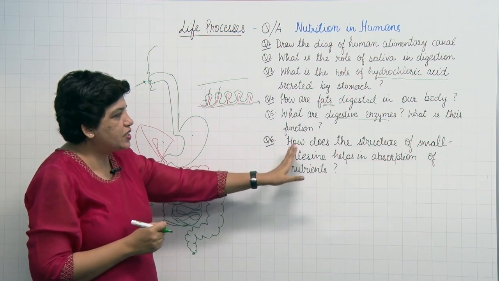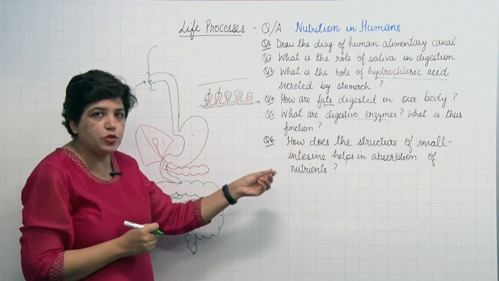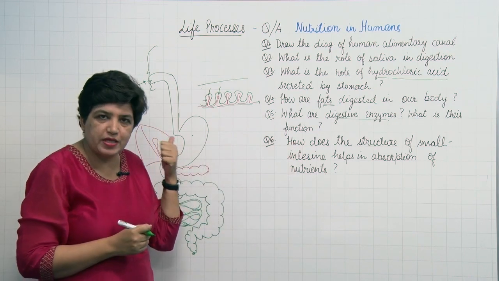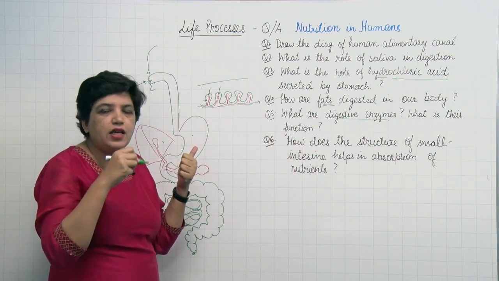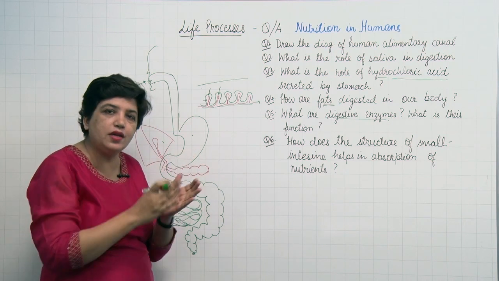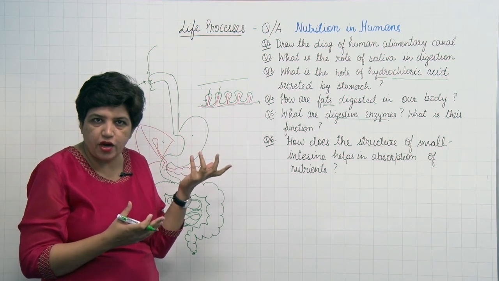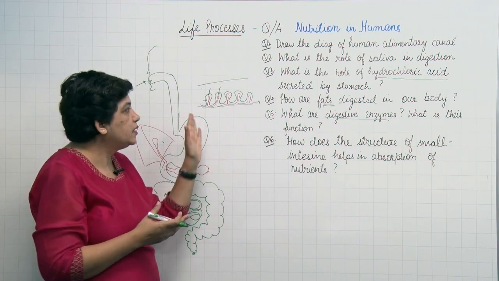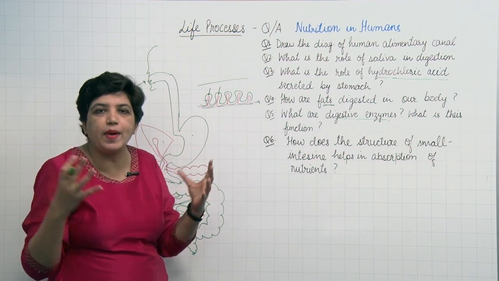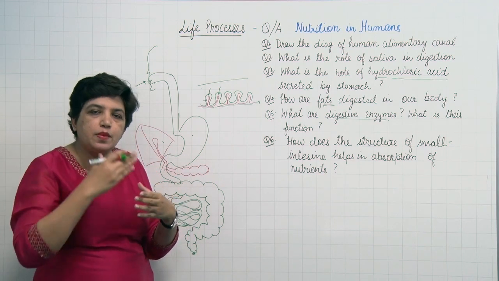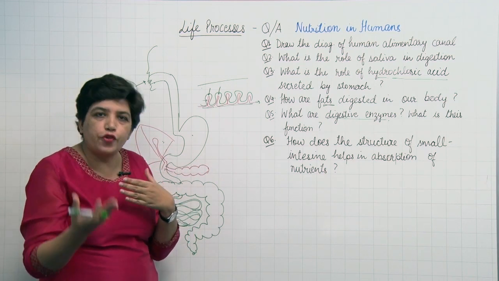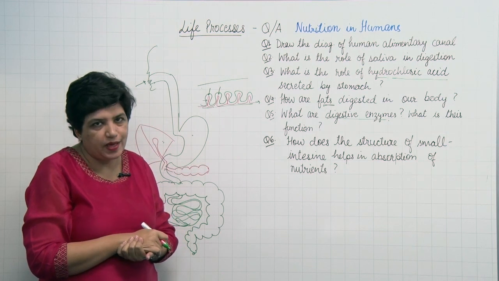So the structure of small intestine which helps in absorption is, first you have to explain the presence of villi, which are tiny finger-like projections in the inner wall of small intestine, and they increase the surface area for absorption. Secondly, the small intestine is richly supplied by the blood vessels, which helps in absorption of the nutrients from the small intestine into the blood.